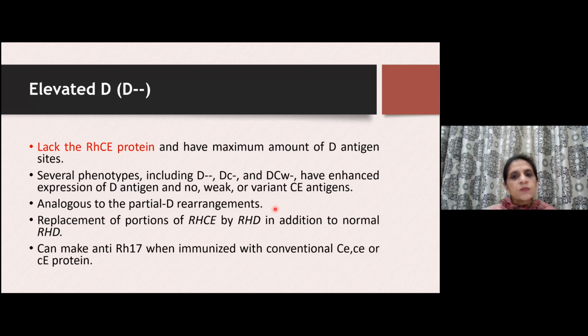Over here, there is replacement of four parts of RHCE by RHD, in addition to the normal RHD gene which is present. So the individual has enhanced expression of RHD because of the normal RHD gene and portions of CE also being replaced by D. That is why the elevated D expression is seen in these individuals. And they can make anti-RH70 when immunized with the conventional CE antigens.